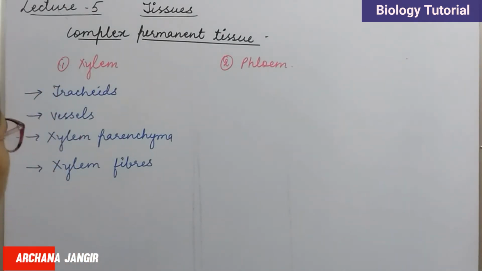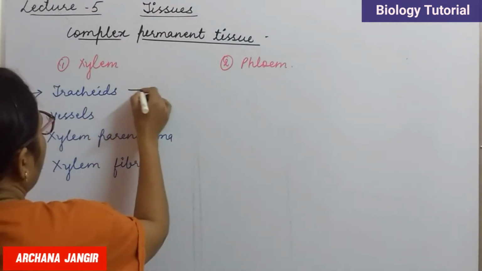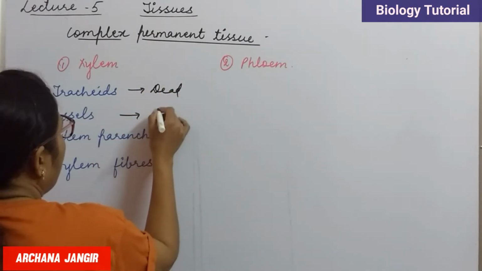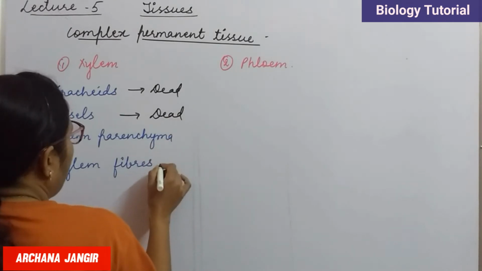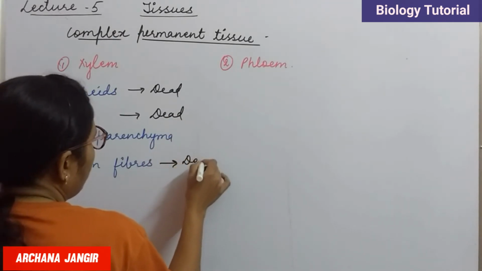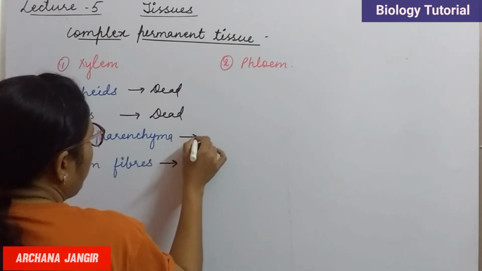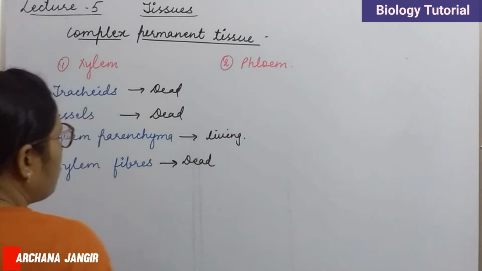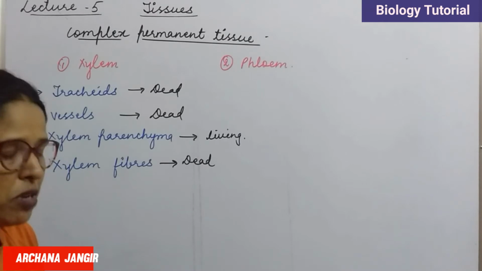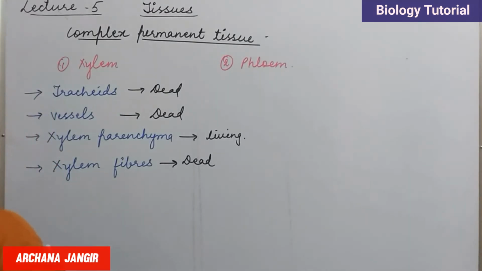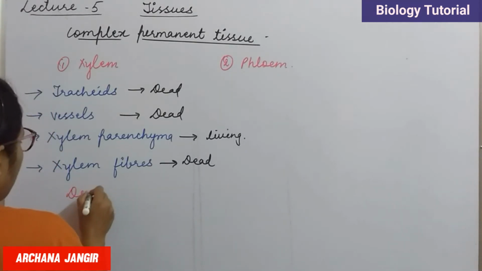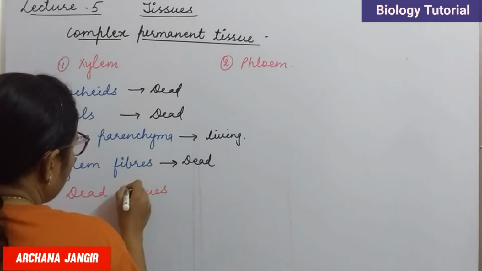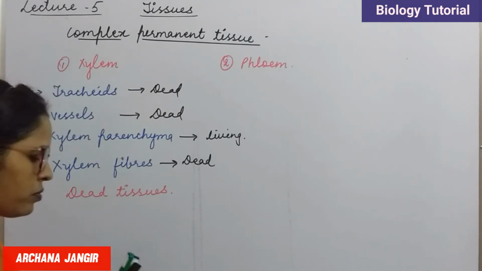Out of these four cells, tracheids are dead, vessels are dead, and xylem fibers are dead cells. Xylem parenchyma is the only living cell. So here the majority of dead cells is present. That's why these tissues are called dead tissues, because the majority of the cells is dead.